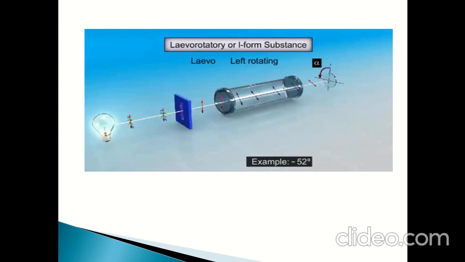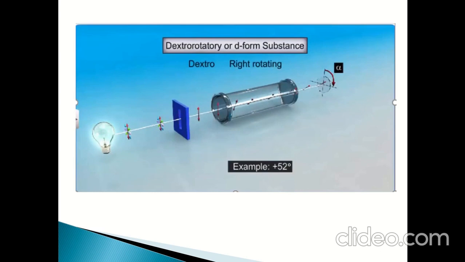Now here you can see that the light is rotating to the left side. So it is levorotatory, or it is also written in the form of L. Here the light is rotating to the right side. So it is called dextrorotatory, or it is even written as D.